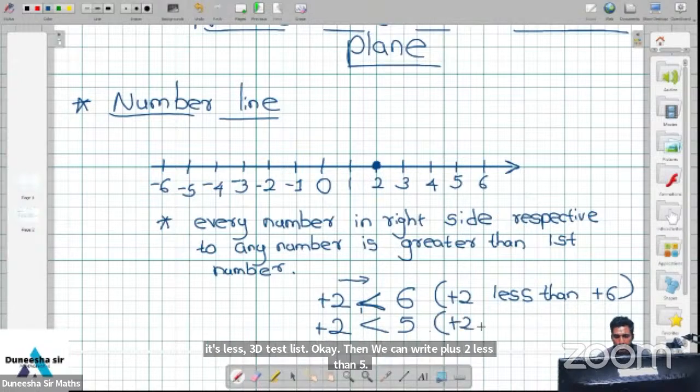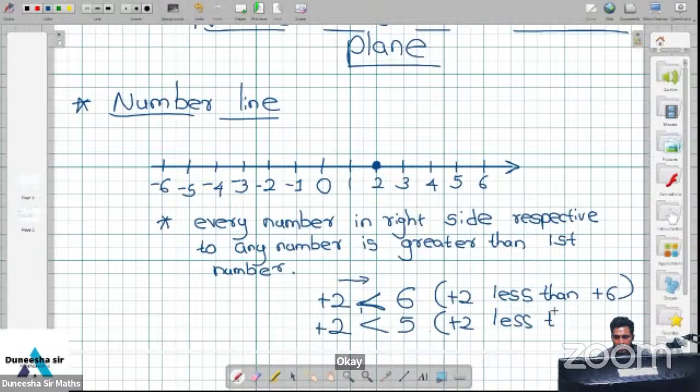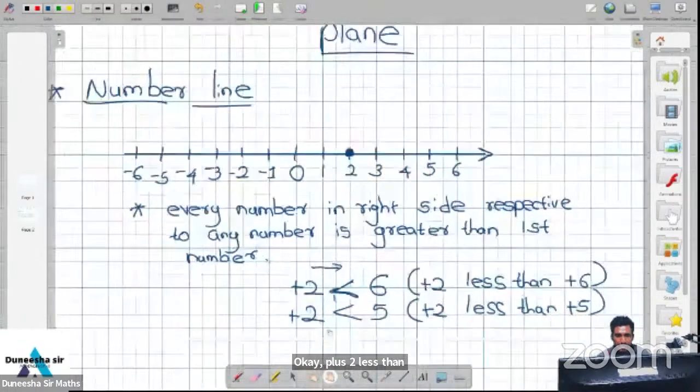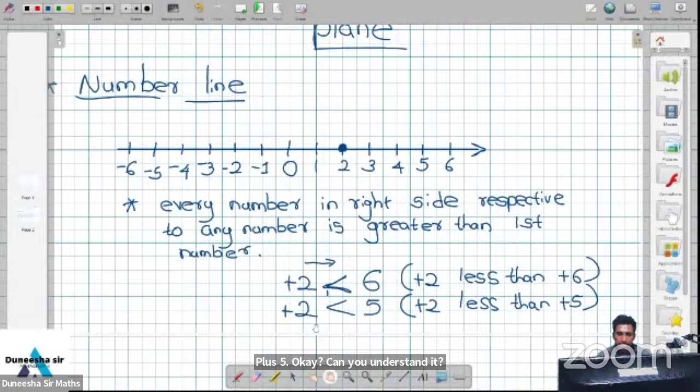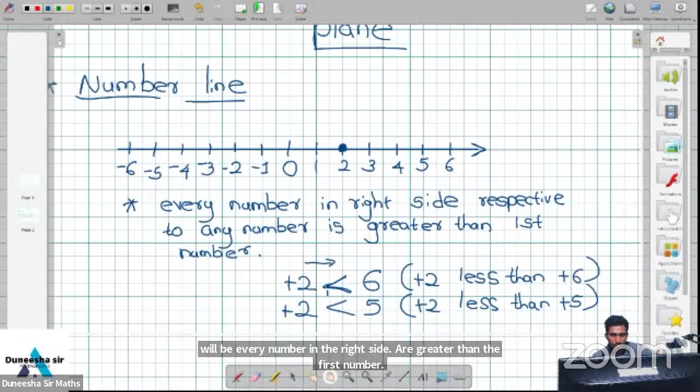Plus 2 less than plus 5. Okay. Can you understand it? Any number on the right side is greater than the first number. Can you understand it? Okay. Every number in the right side are greater than the first number. After you finish the writing, raise hand.